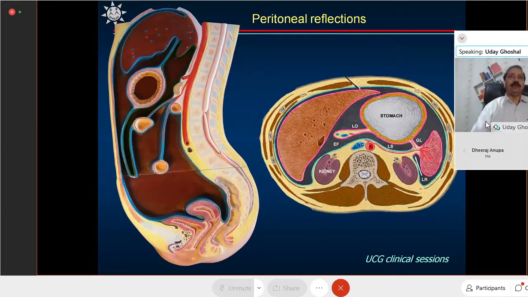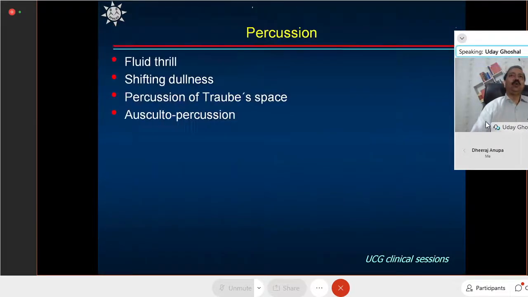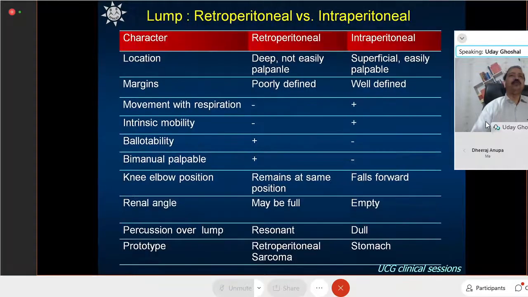How to give value to the abdominal lump? Let me come to it. You should know whether the lump is retroperitoneal or intraperitoneal. How to do that? Retroperitoneal lumps are deep, not easily palpable. Intraperitoneal lumps are superficial and easily palpable. Margins are poorly defined with retroperitoneal lump, well defined with intraperitoneal lump. Movement with respiration is not there in retroperitoneal lump except kidney lump.